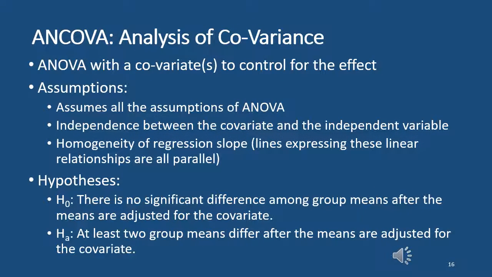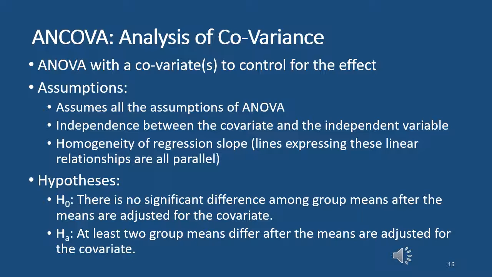So now let's talk about ANCOVA, analysis of covariance. This is an ANOVA when you control for the effect of a covariate or covariance. It has the same assumptions as an ANOVA, but you also have to be sure that there's independence between the covariate and the independent variable, and the regression slope is homogeneous, which means the lines expressing these linear relationships are all parallel.